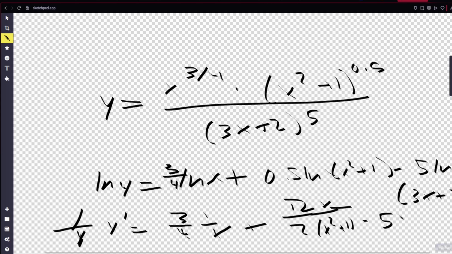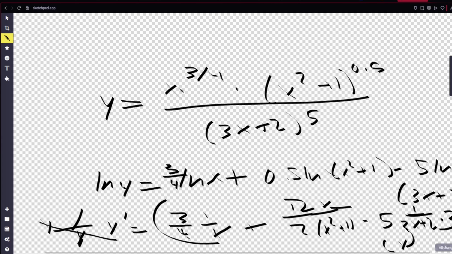minus 5, 1 over 3x plus 2 times 3. So simplifying this out, it becomes, well, before we do, let's multiply y on both sides. So if we multiply y here, we cross this out, and we just multiply this entire thing by y.